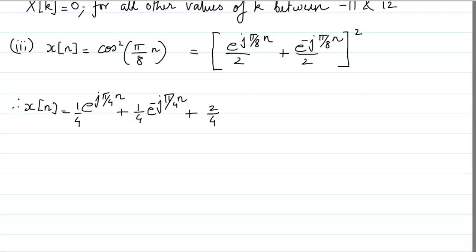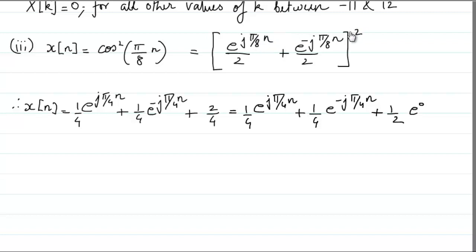Okay, which now I can rewrite as, it's very simple, e raised to power j pi by 4 n into 1 by 4, plus 1 by 4 e raised to power minus j pi by 4 n, plus 1 by 2. I'll just write e raised to power 0 here to show something. Generally, there's no need to write e raised to 0 because e raised to 0 is equal to 1, but for comparison purposes we may have to write it. What is the period of the signal?